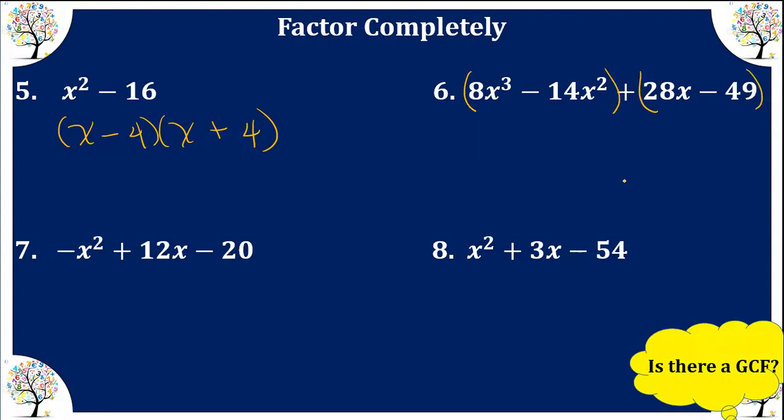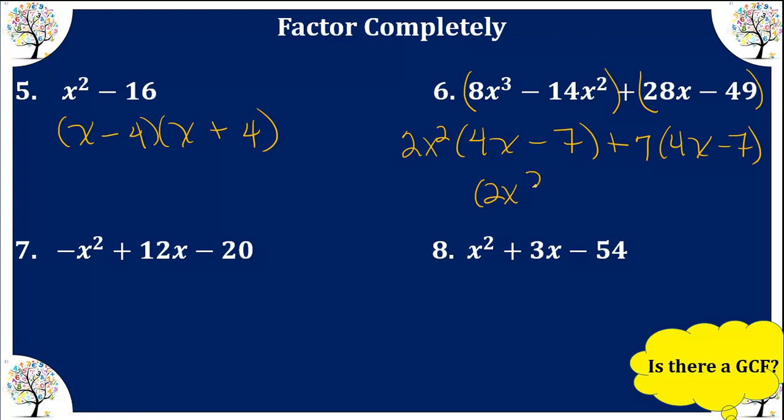We already have our 4 terms. This is a cubic polynomial. I'm going to factor out a 2x squared. This gives us 4x minus 7 plus, I'm going to factor out a 7. This gives us 4x minus 7. And our 2 factors are 2x squared plus 7 and 4x minus 7.